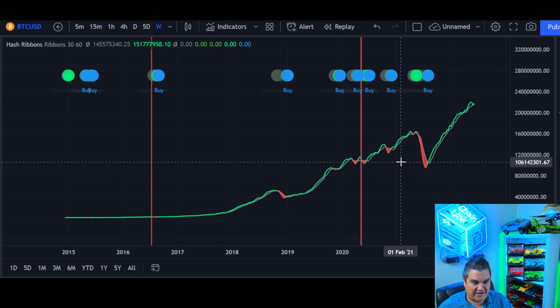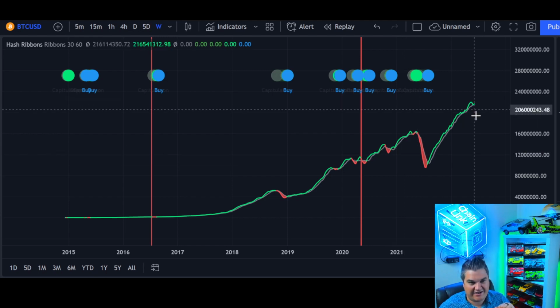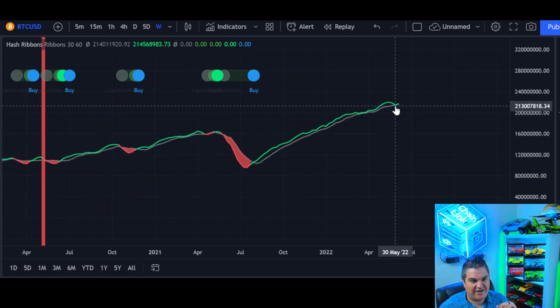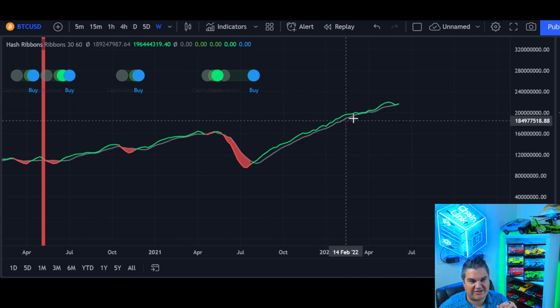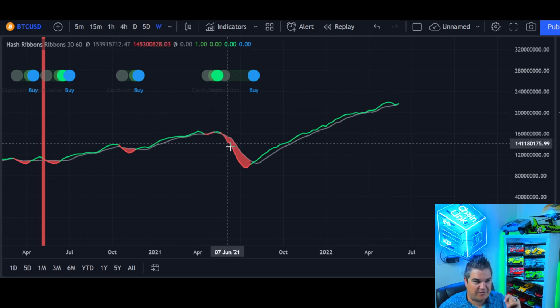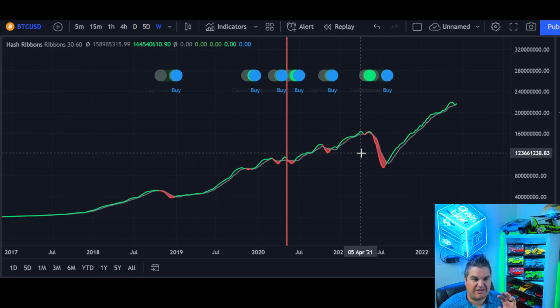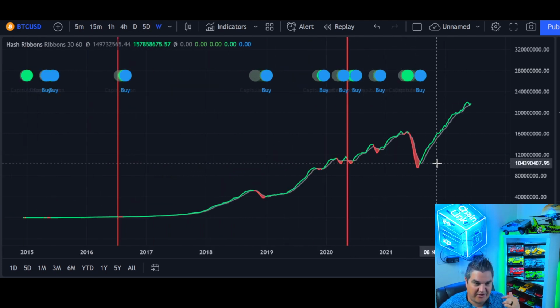A bottom around the corner, versus retail giving up, which most retail has already done that we know of. However, the miners have not, right? Look at current day right here. When the green crosses under the gray, that's when you get the red, and that's usually miners giving up. Why would they ever give up? Either the price is going too low for it to be profitable, or the electricity has become too high to be profitable. Basically, the miners are not making as much profit and they're simply leaving, right?